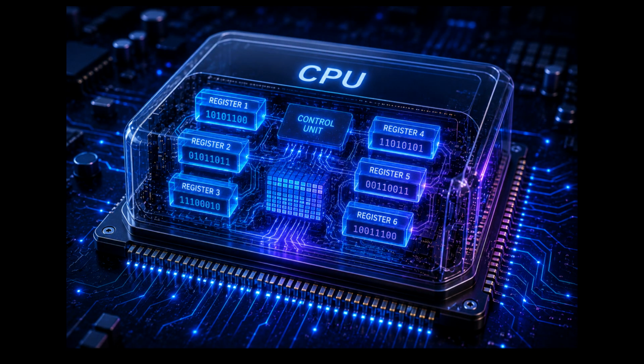Inside the CPU, there are tiny storage locations called registers. Registers hold data, instructions, and memory addresses that are needed immediately. Because they are inside the processor, they are the fastest storage locations in the computer.